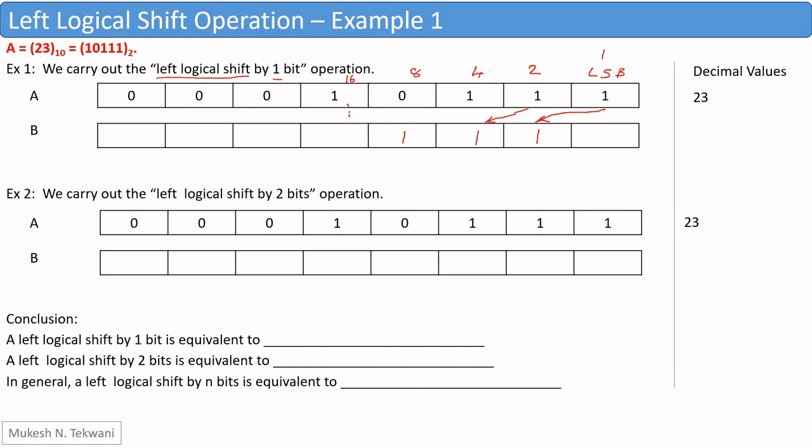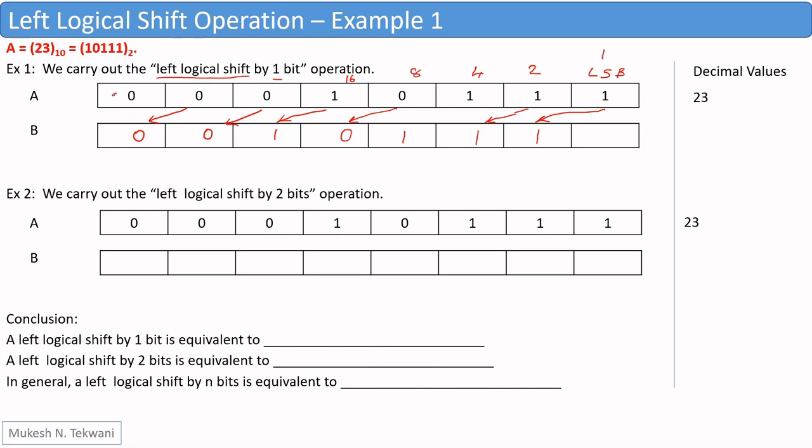So we just copy this bit here. This bit 0 is shifted to the left by again 1 position. This bit is shifted to the left by 1 position. Similarly, the bit 0 is shifted to the left by 1 position. This is our bit 0, and this bit 0 is again shifted to the left by 1 position.